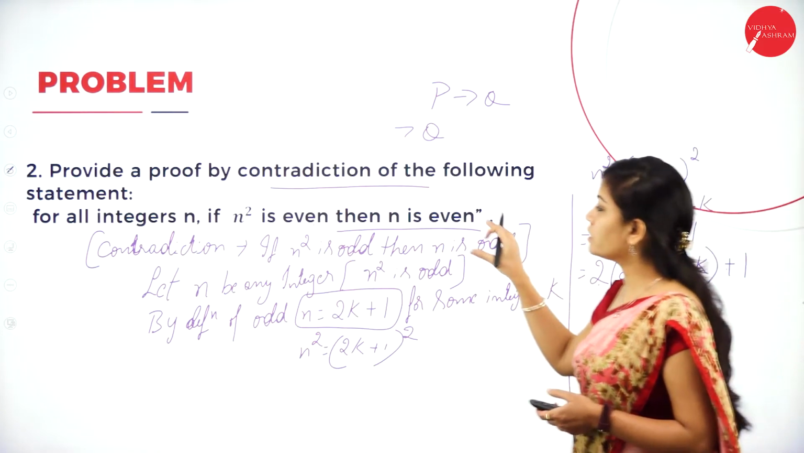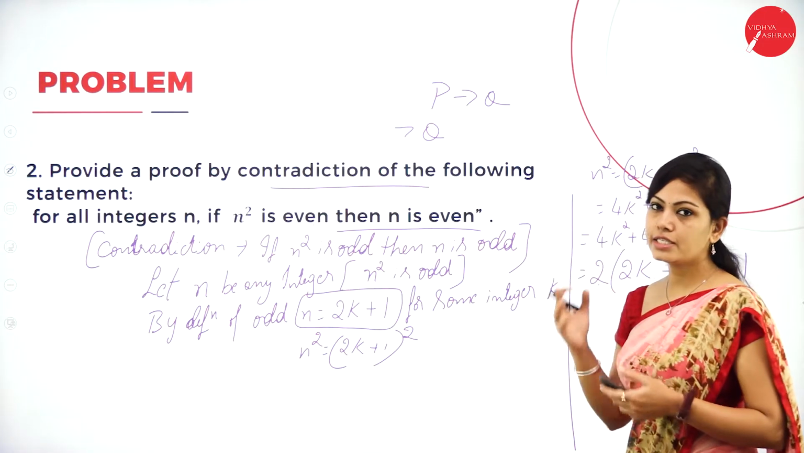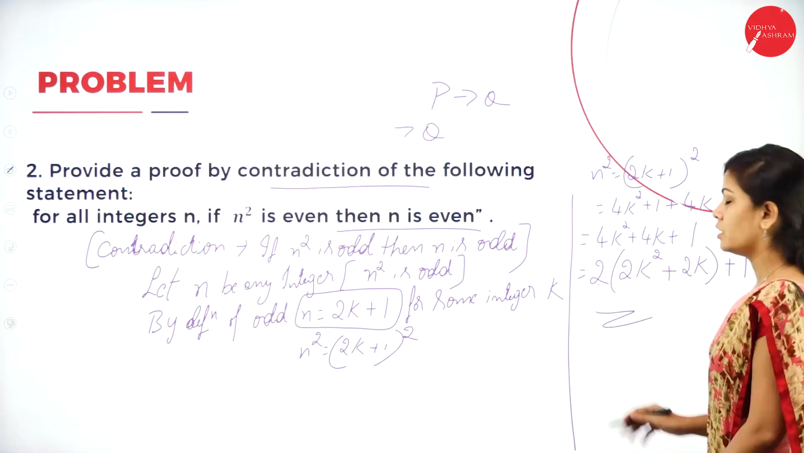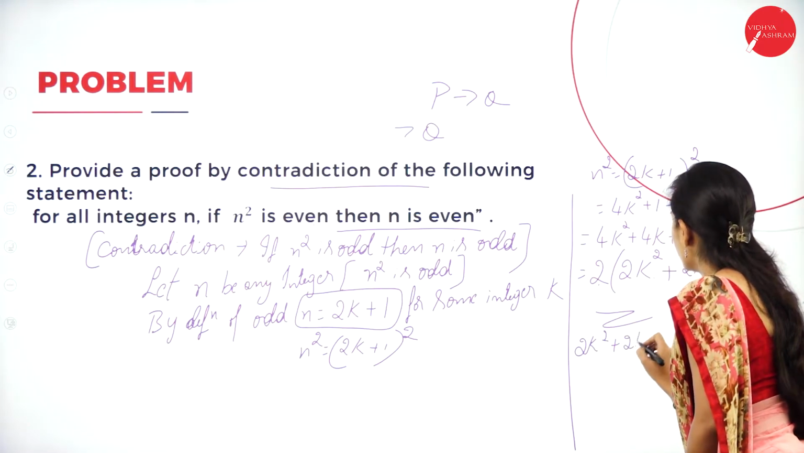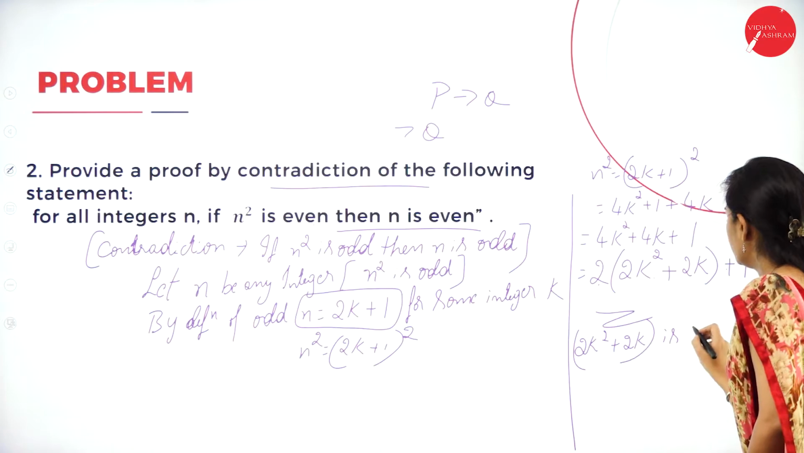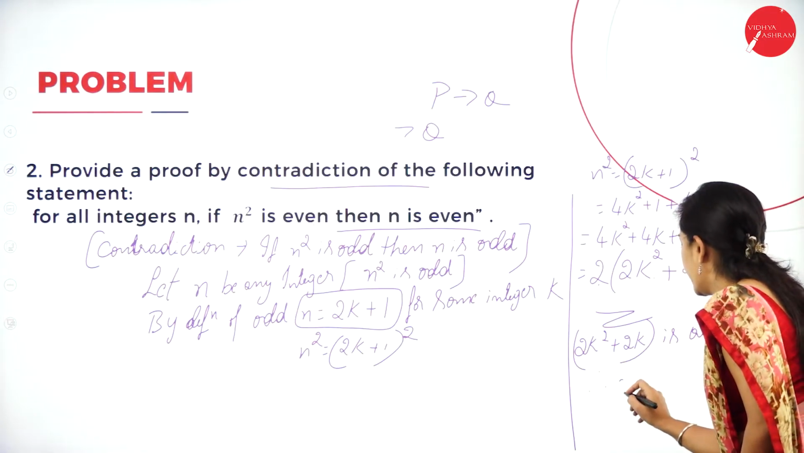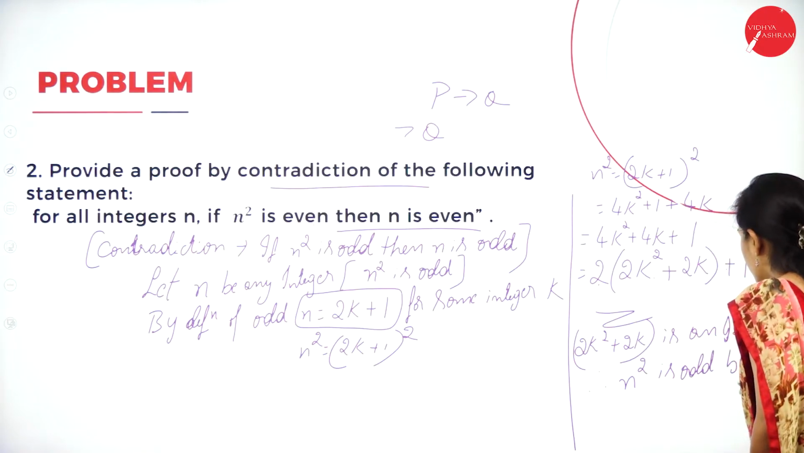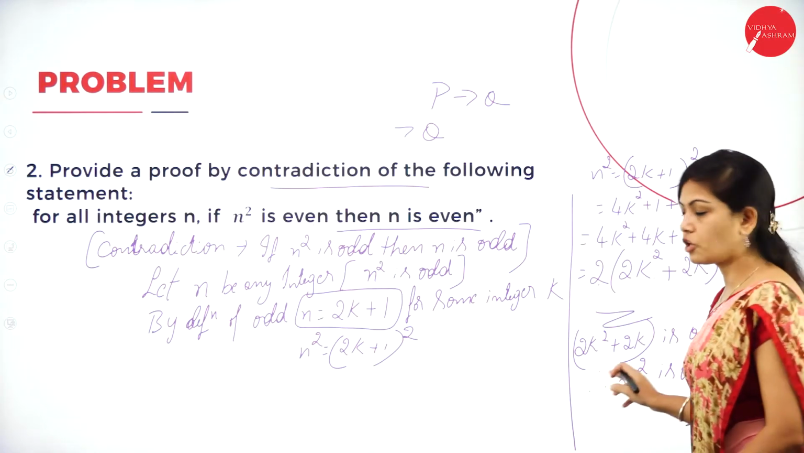But now I am proving this statement by contradiction. So if n square is odd, then n is odd. So n is odd and n square is also odd. So by the odd definition, 2k square plus 2k is an integer. Therefore, n square is odd by definition.